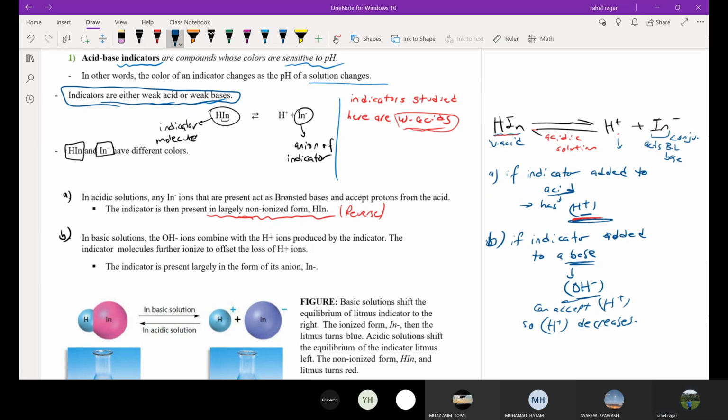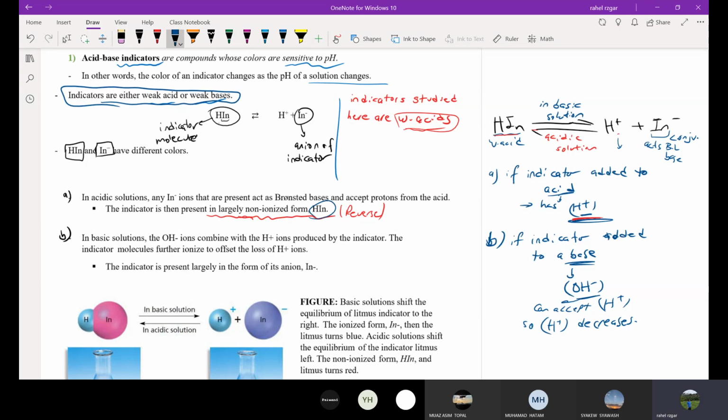So in basic solution, the reaction will shift to the right. That's the most important part. So from now on, if we put an indicator into an acid, what will happen to the shift? Shift to the left. Which one will be produced more? That's HIN.